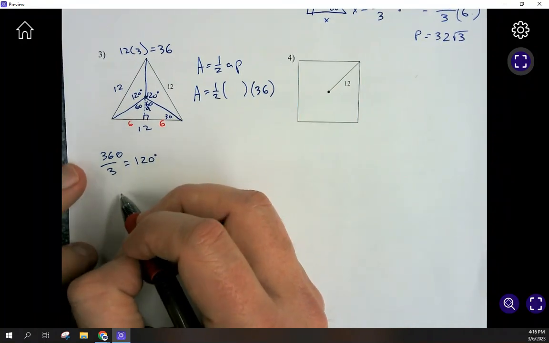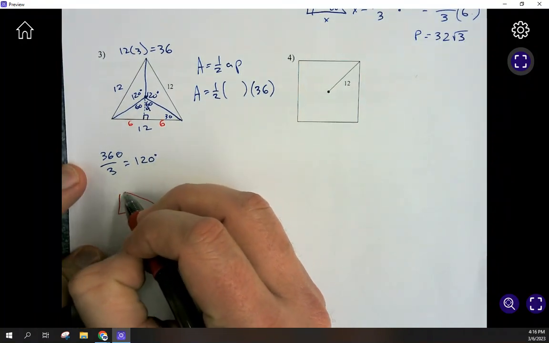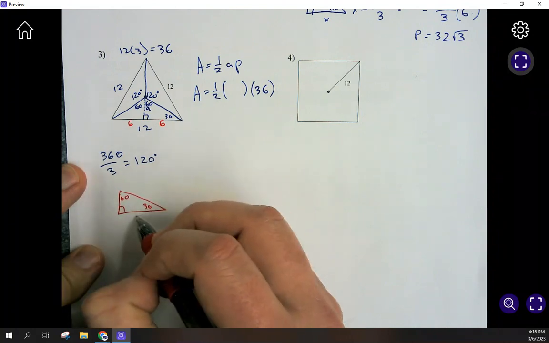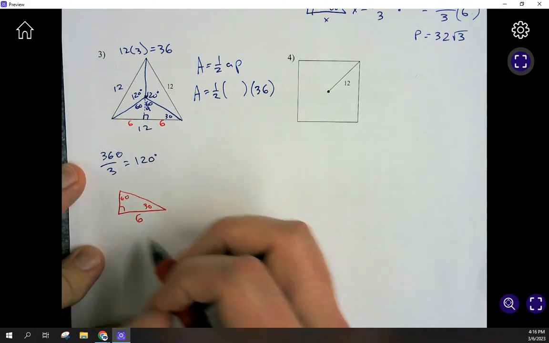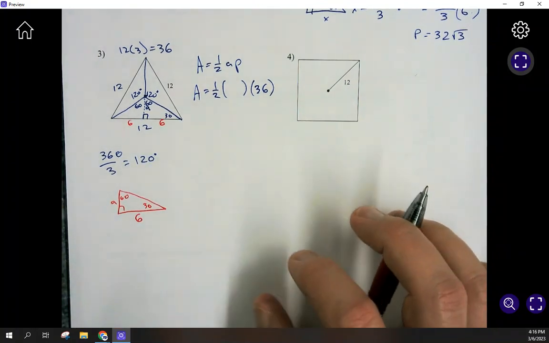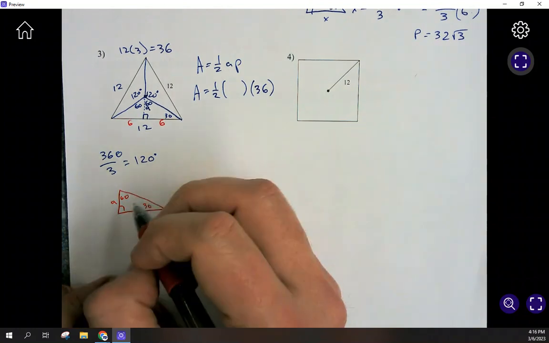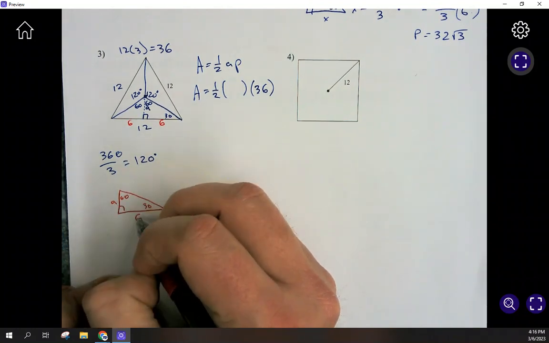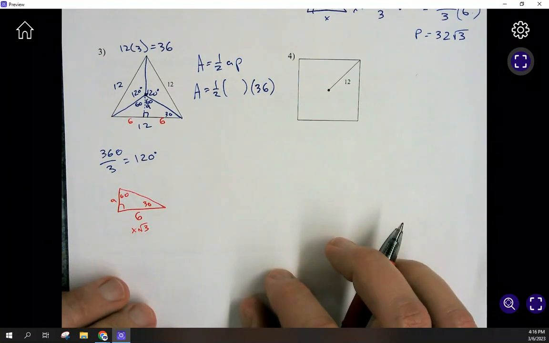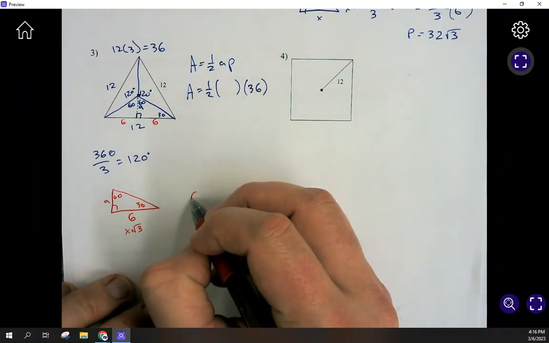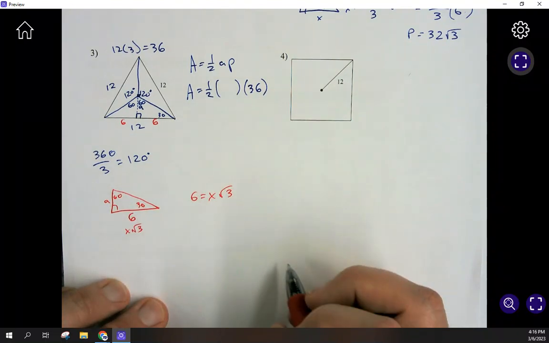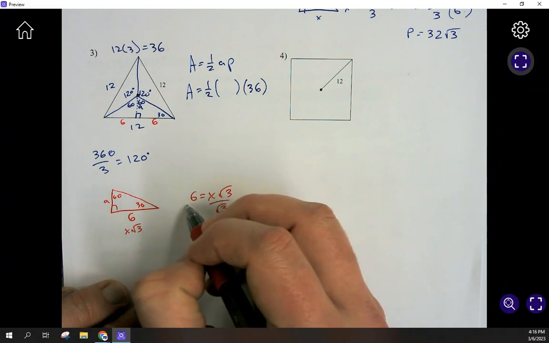So if I go ahead and redraw that triangle, let's isolate that little triangle, the 60, the 90, the 30. The bottom here is 6, and we are looking for little a over here. So we're going to use our 30, 60, 90. That's our x. This right here is our x radical 3. So I'm going to go ahead and write 6 equals x radical 3. I'm going to solve it. So divide.